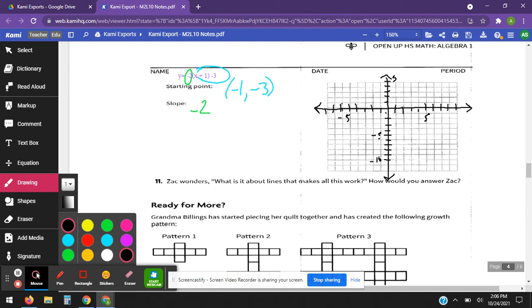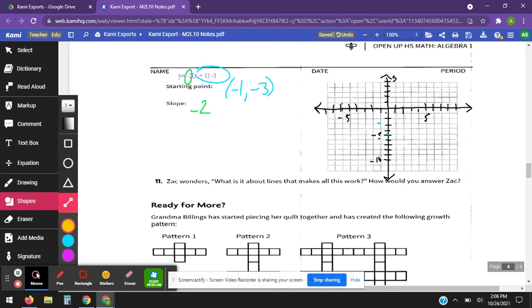Okay, so first spot is (-1, -3). That's the first point. And if my slope is -2, then my next point is going to be right here on the 5. And I am going to go ahead and just do a line that kind of goes through. I'm going to eyeball this.